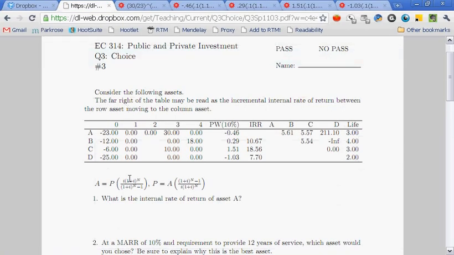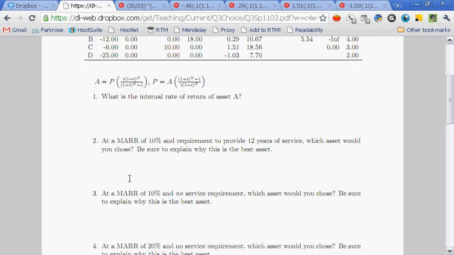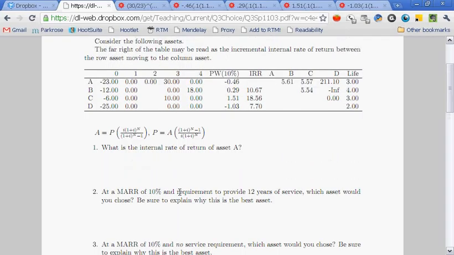You can also go down to question number 3, which says if the minimum acceptable rate of return is 10%, there's no service requirement, which asset would you choose? This is classically present worth exclusive choice criteria, and you know that you're supposed to go ahead and take the big one here. So you choose the one with the highest present worth, which is asset C.